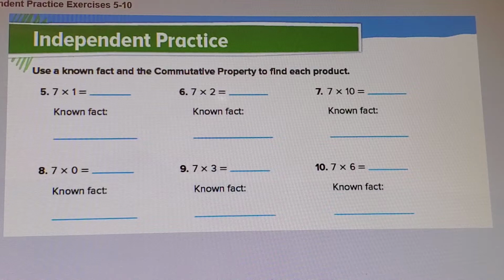Number 9, 7 times 3 equals unknown. Your known fact is 3 times 7 equals 21. Using the commutative property, 7 times 3 also equals 21. On number 10, 7 times 6 equals unknown. 6 times 7 equals 42. So using the commutative property, 7 times 6 is also 42.